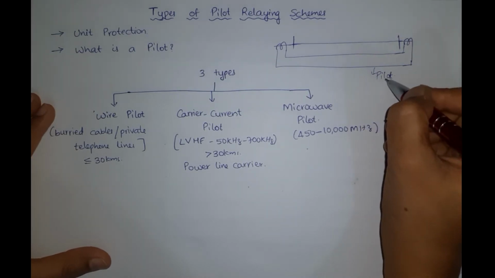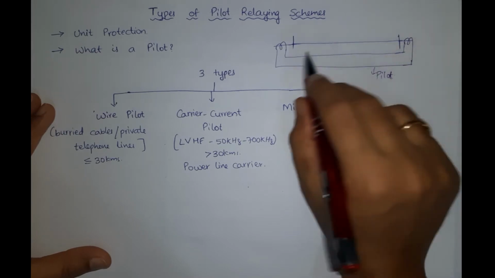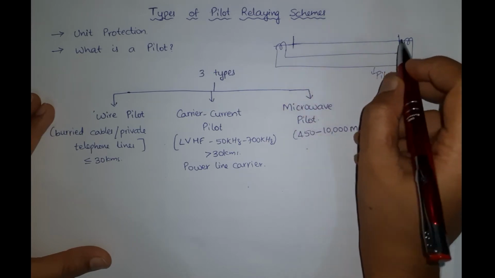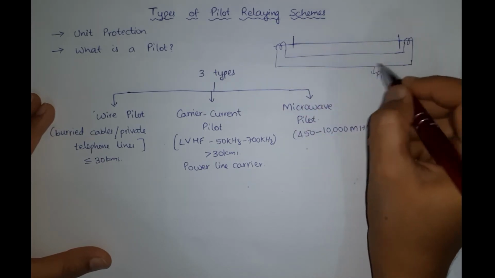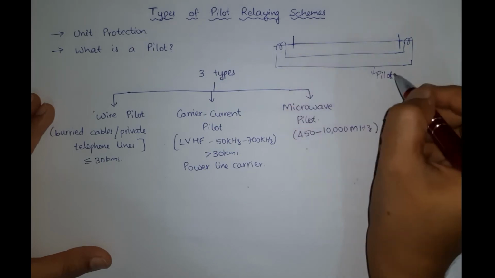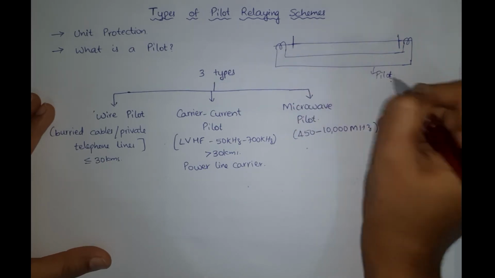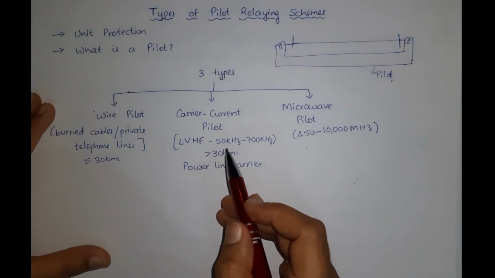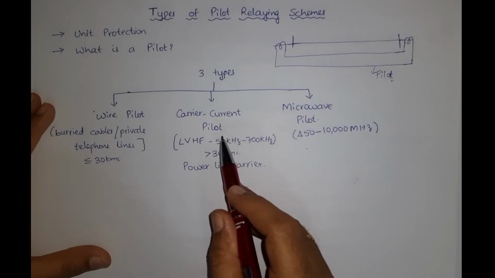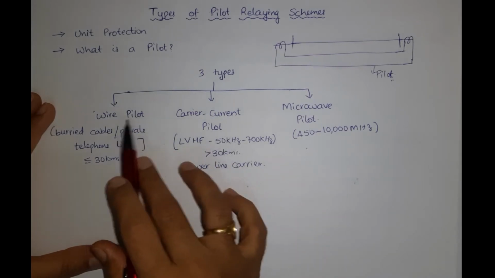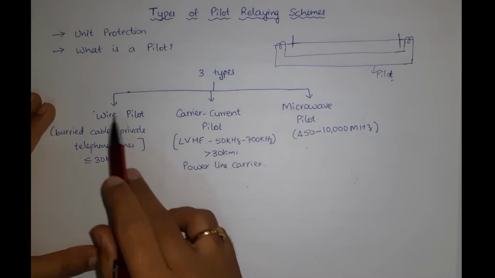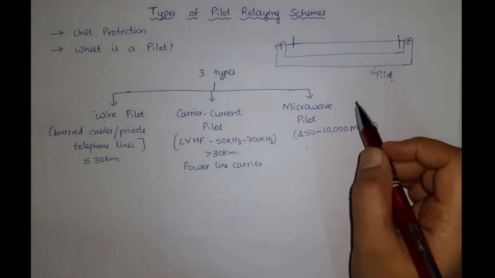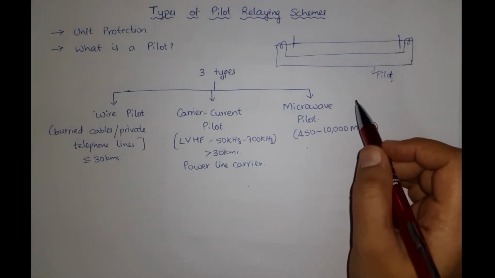So pilot is the interconnecting channel we require to measure some electrical quantity at the two ends of a transmission line, or to compare that electrical quantity. That interconnecting channel is called pilot, right? Now let us see the different types of pilot relaying schemes available. There are three different kinds: wire pilot, carrier current pilot, and microwave pilot. Let us see one by one what their advantages and disadvantages are.